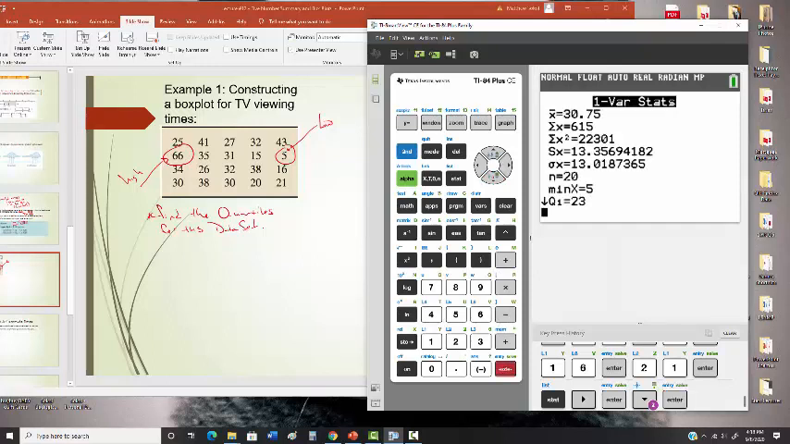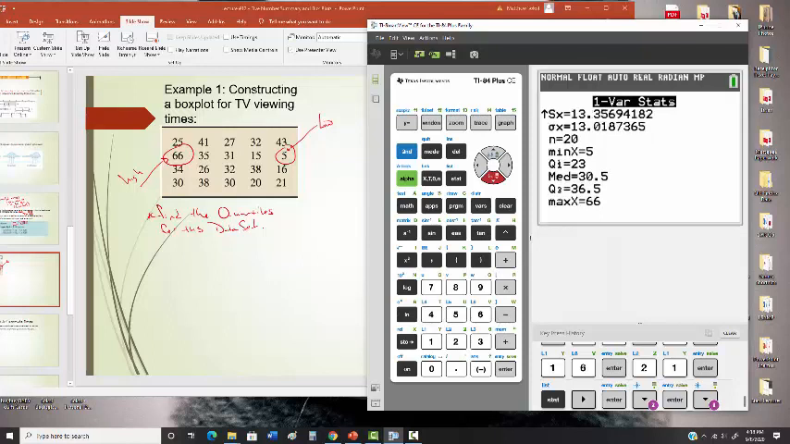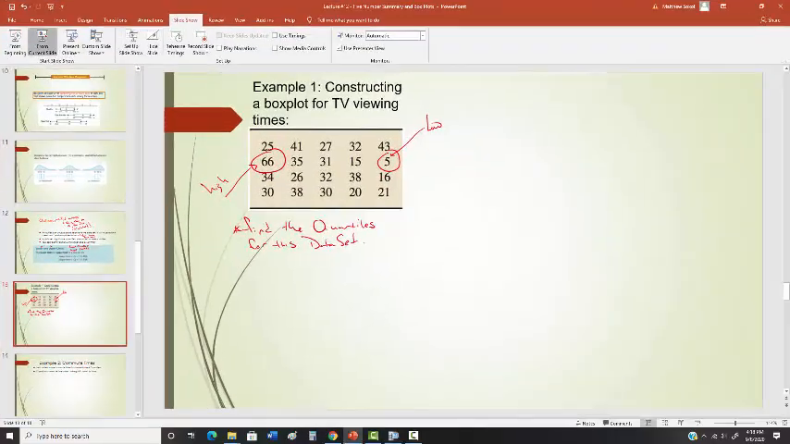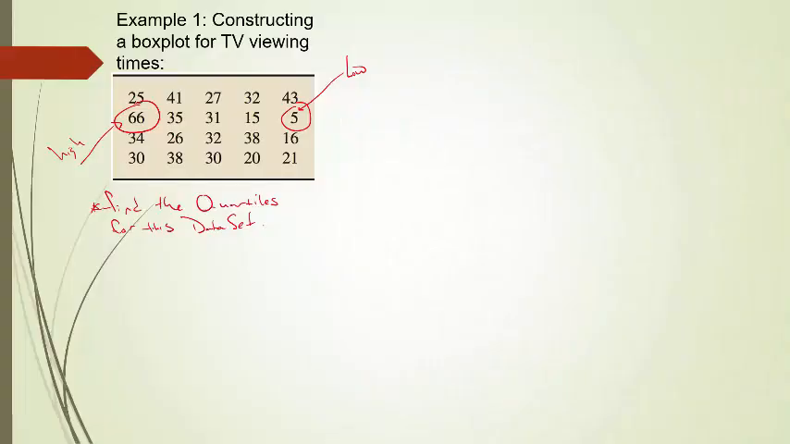Wow, look at this. If I scroll down here, I see Q1 is 23. The median, which is Q2, is 30.5. And Q3 is 36.5. Awesome. So using my graphing calculator, I saw really quickly that quartile 1 was 23, quartile 2 was 30.5, and quartile 3 was 36.5. Great.